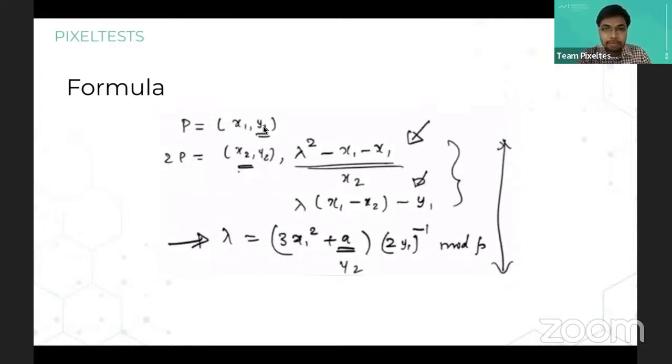For example, if P is x1, y1 and 2P is x2, y2, there is a way to do that. There's an equation which is a shorthand. You can remember it, or you can keep a note of it, though there are better ways to identify this. The formula says lambda, which is the slope of the line, equals (3x1 square plus a) into the inverse of 2y1, basically 1 by 2y1 mod p. So this is how the equation goes.